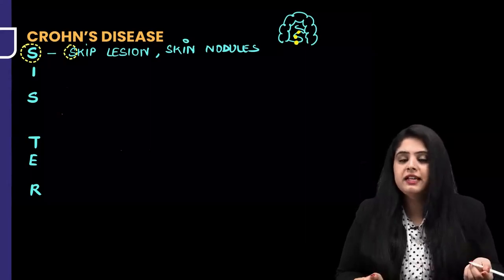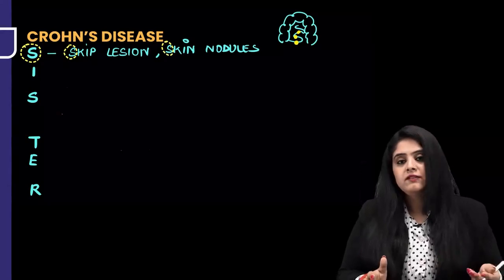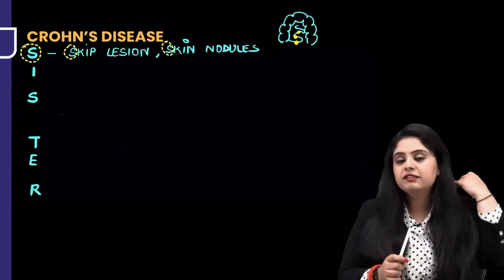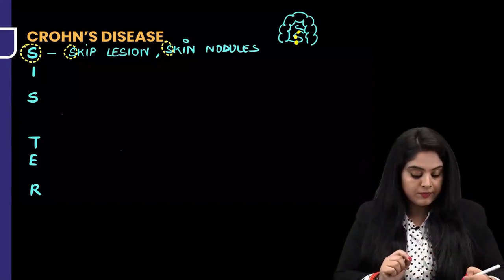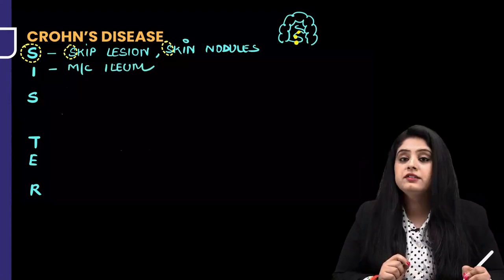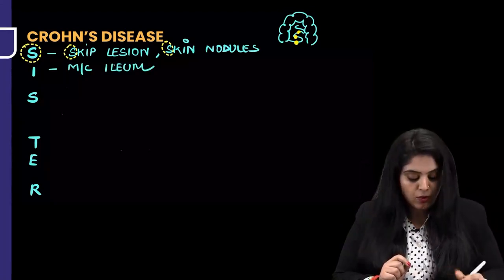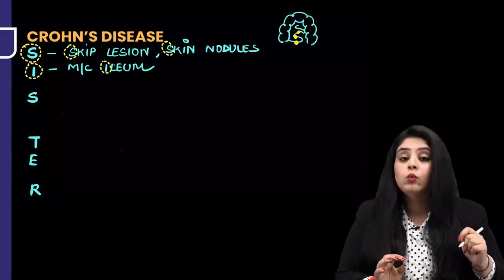Also, that was the intestine, right? Do you know Crohn's disease shows you skin nodules also? So I have learned S for skip and skin. Skip and skin means skip lesions are there in the intestine. Skin nodules are also noted. Next, which part of the intestine am I talking about? Often it is the ileum. So remember, the most common location where it is going to act, I for ileum.